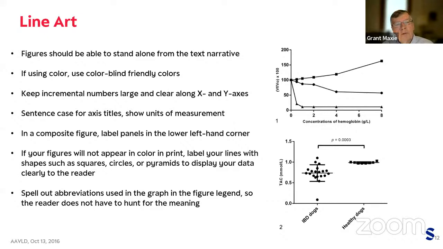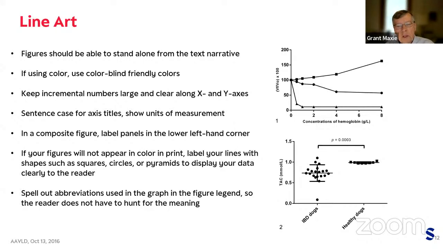If there is a composite figure, then we label in the lower left corner 1, 2, A, B, etc. If the colors will not appear in print, use little lines with shapes, so squares and circles and open circles and so on, or pyramids, work really well. They're very clear to a reader.